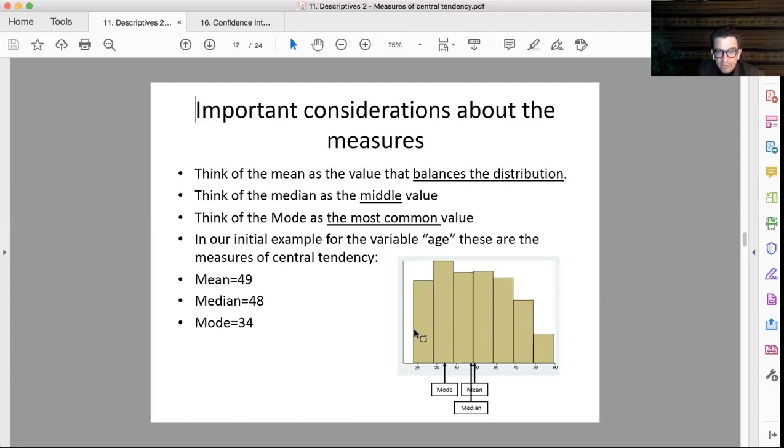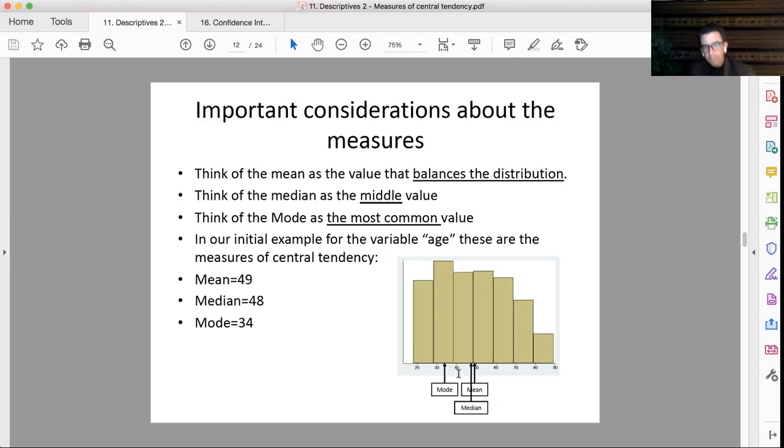This is the age, and I calculated for this distribution that I already plotted using a histogram. I got the mean, it's there. It's 49 years old. The median is 48, and the median is the value in the middle of the distribution. And the mode is 34. 34 is the value that is repeated the most.